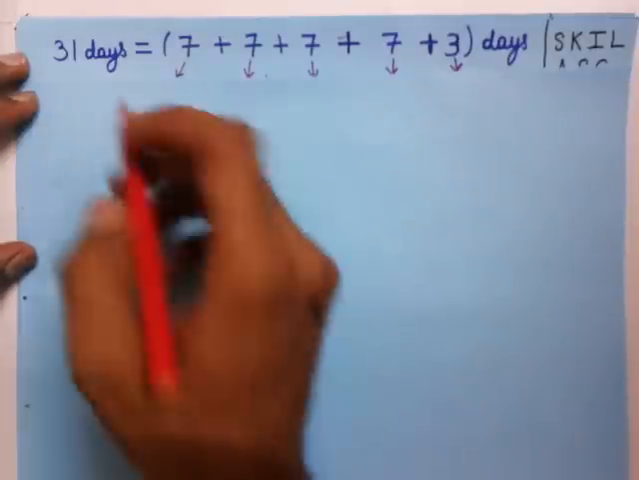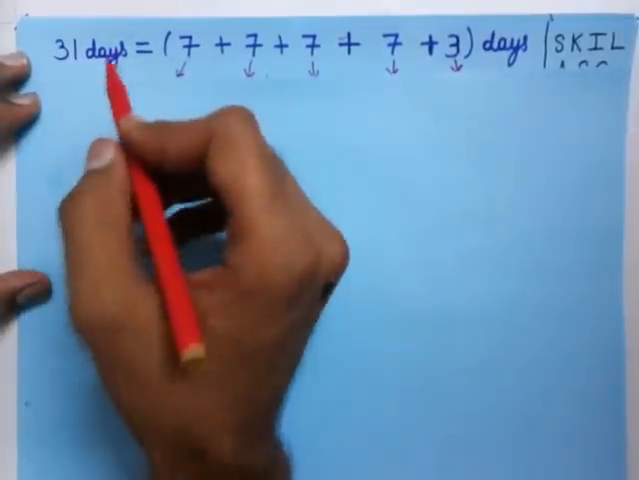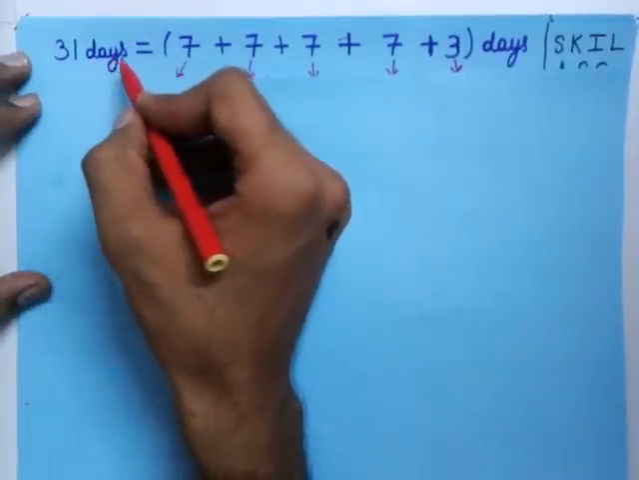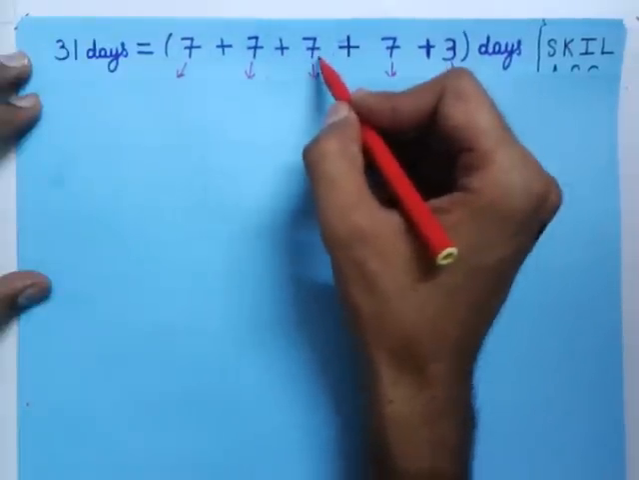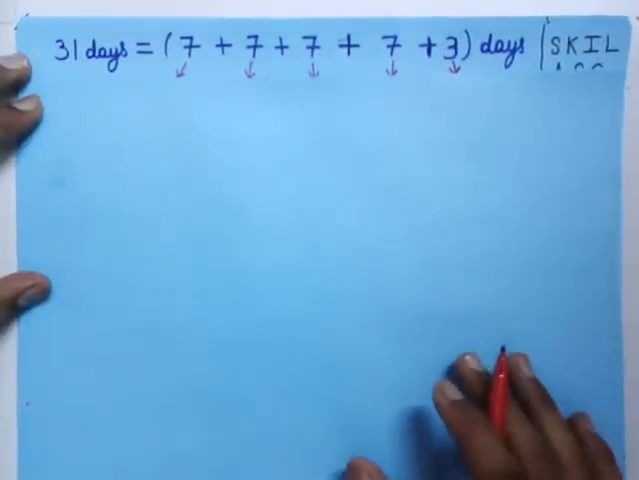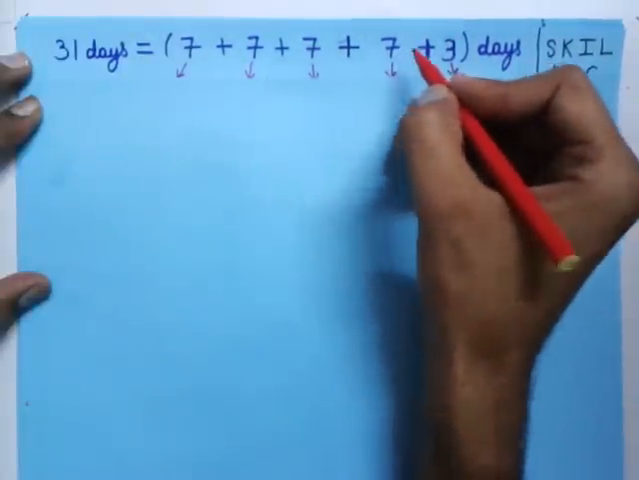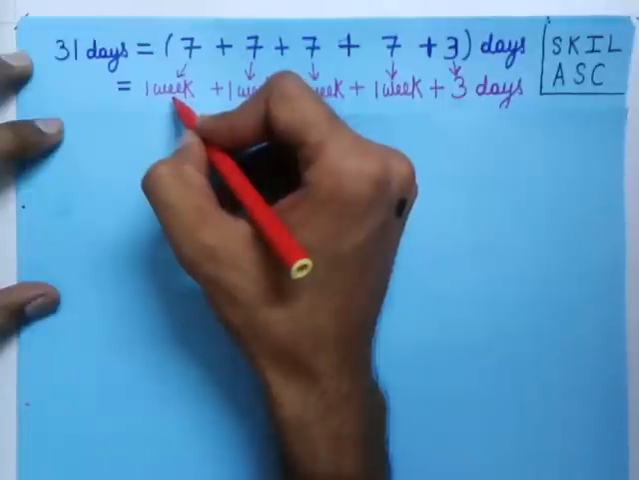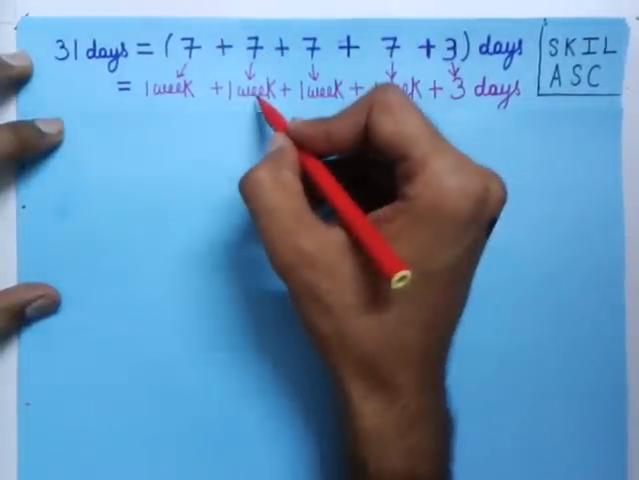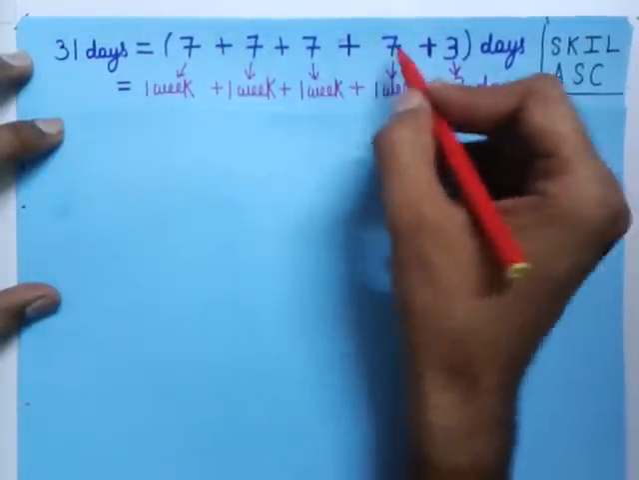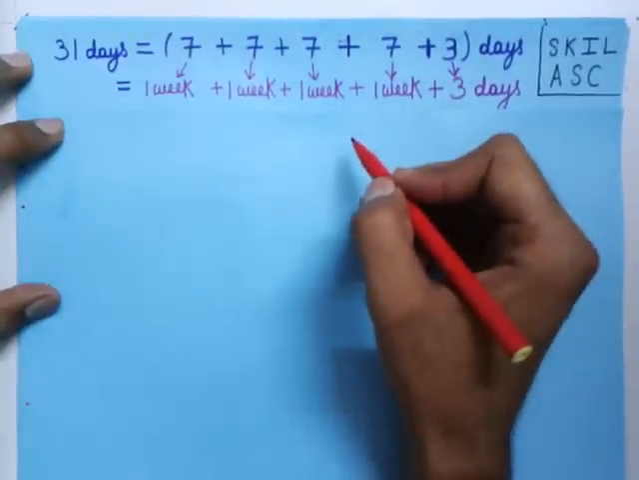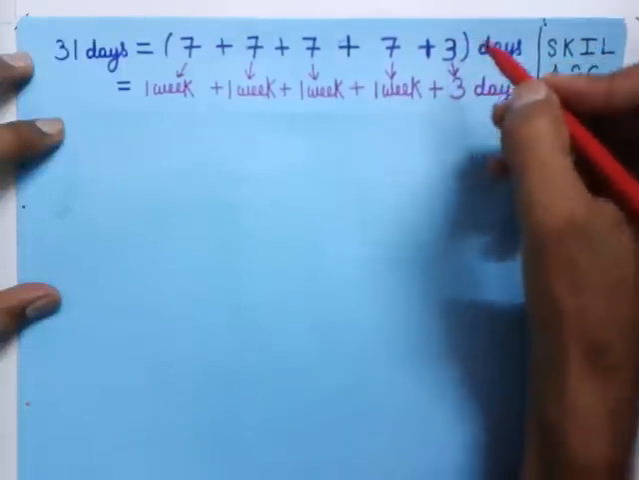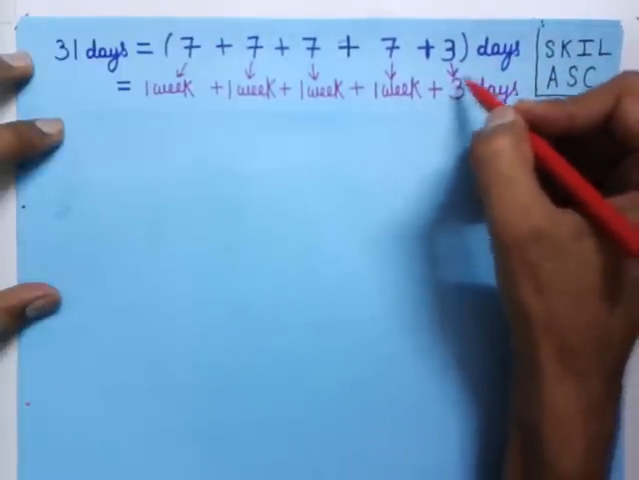Suppose we have 31 days and we need to find the number of odd days in these 31 days. We can write these 31 days as 7 days plus 7 days plus 7 days plus 7 days plus 3 days. Now each of these 7 days makes 1 week. You see, this 7 days makes 1 week, these 7 days make 1 week, and similarly these 7 days make 1 week each. Now here we see 3 days. These 3 days are not enough to make a week, so we write these 3 days as it is.